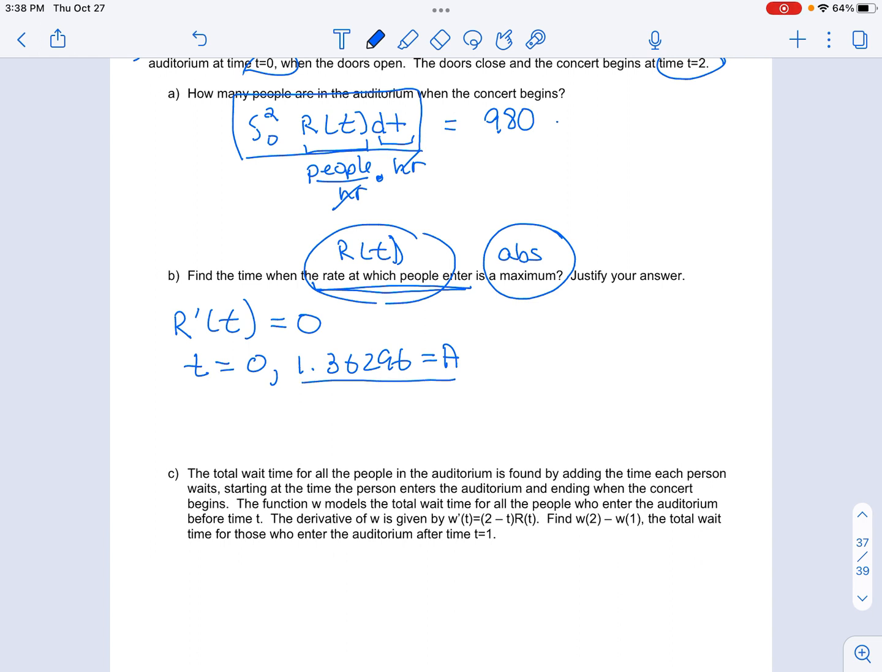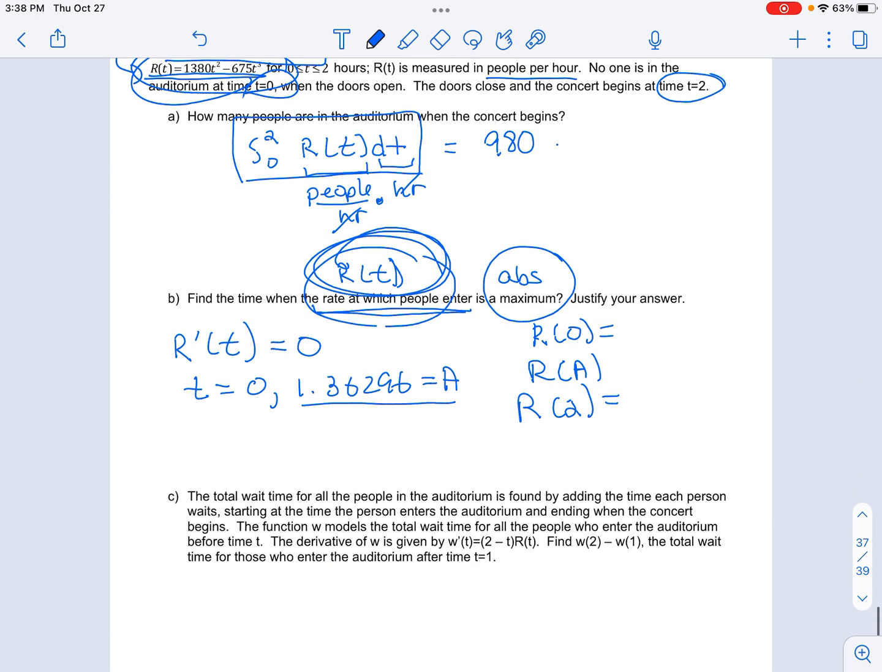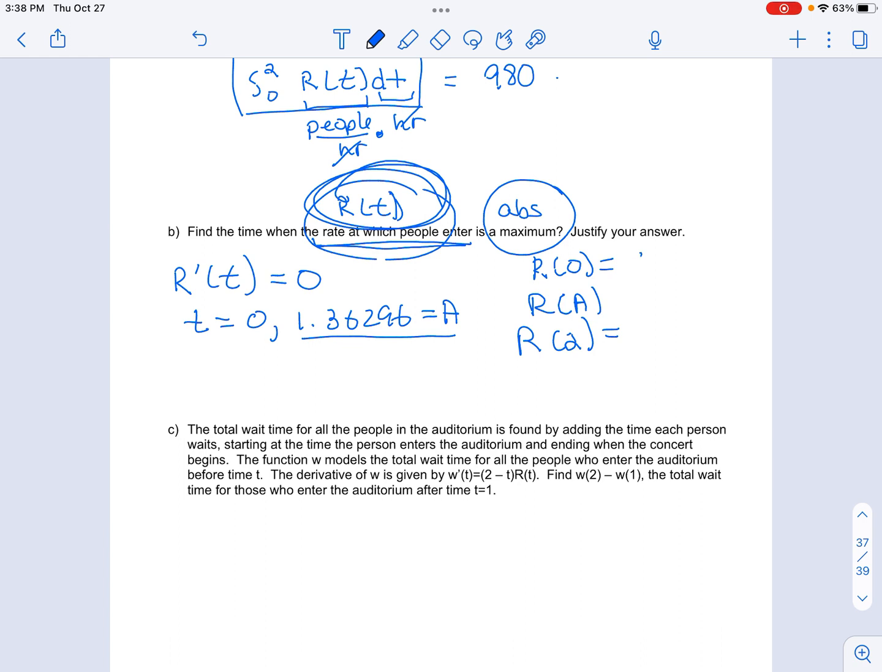Okay, I need absolute. So what do we do with my critical numbers and my endpoints? We plug them back into the original function, which is R. So I need to know what is R of 0, what is R of A, this number that we just came up with, and then the other endpoint is R of 2. So R is given here. Just use your calculator and plug in those 3 time values. This is 0, this is 854.52 something, this is 120. So the biggest number is 854.